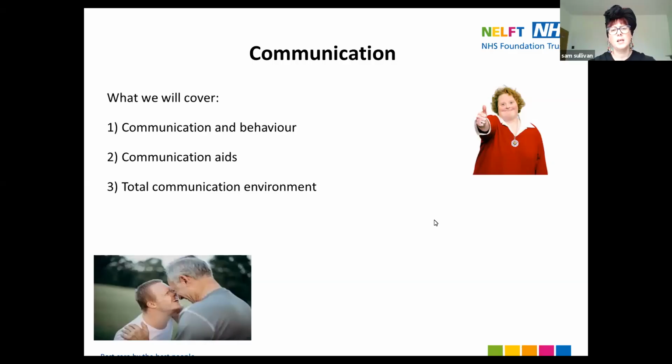and behaviour, different communication aids, and what we call a total communication environment.